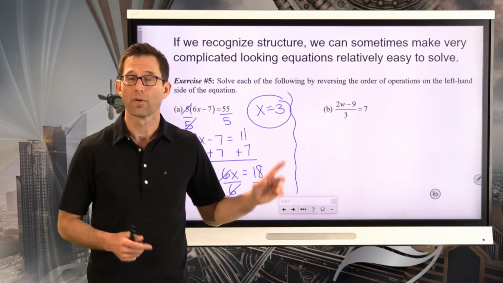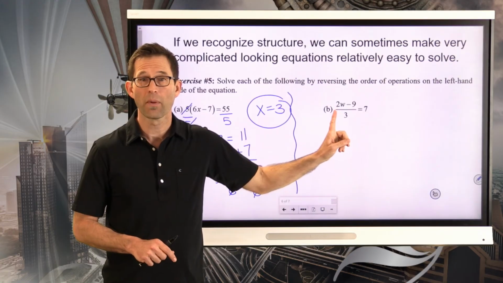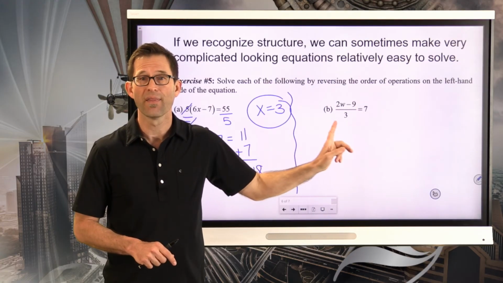All right, so let's talk about letter B. What happened to the variable w? I multiply it by 2. I subtract 9, and then I divide by 3.